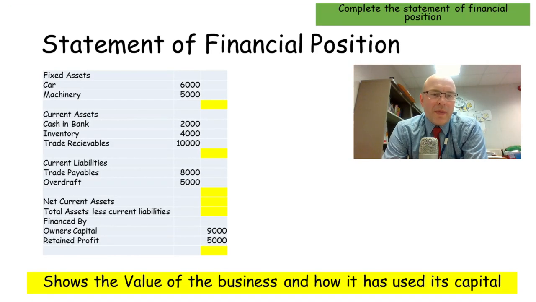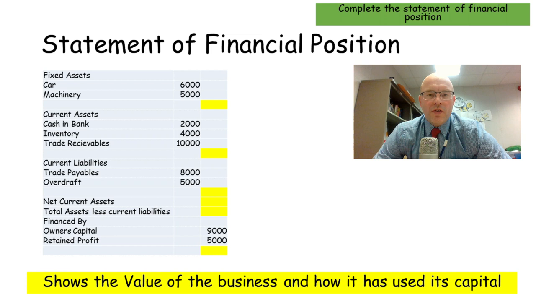Okay, this question is all about the statement of financial position. Remember, this document shows the value of a business, so it takes into consideration the assets and the liabilities it's got, as well as how it might use any capital or money that it's got in the business. You need to fill in the boxes with yellow. So firstly, fixed assets, remember, are assets that take longer than a year to turn into cash. And in this case, you just need to add it together. So you would have got £11,000 total fixed assets.